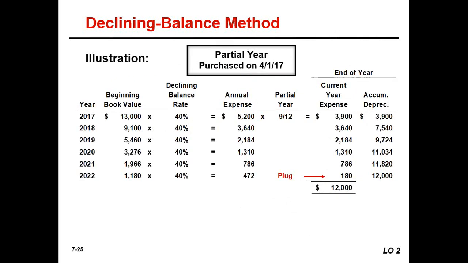This is the partial year calculation. And you will see in the first year we use the same partial year that we used in the beginning. And when we get down to what would be the final year, because this one would have a sixth year, since the first year was only a partial year, you plug the number that is necessary to wind up with your $12,000 in accumulated depreciation.